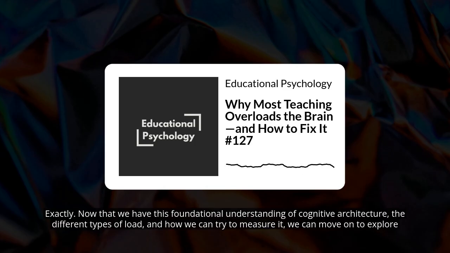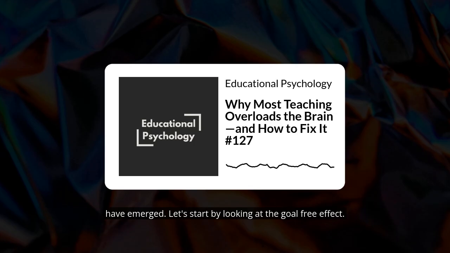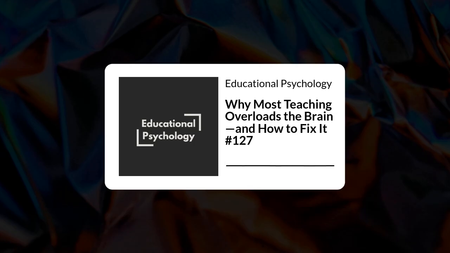Exactly. Now that we have this foundational understanding of cognitive architecture, the different types of load and how we can try to measure it, we can move on to explore some of the specific instructional procedures that have been developed and studied through the lens of cognitive load theory. All right. The paper discusses several key effects that have emerged. Let's start by looking at the goal-free effect.